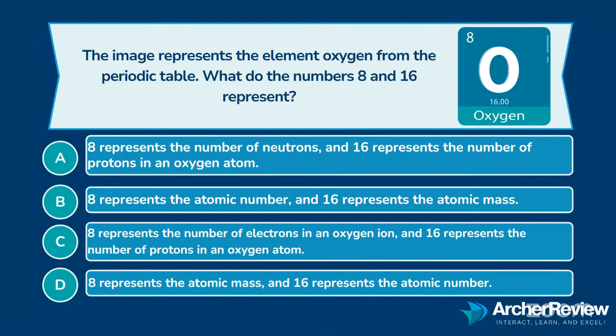The image to the right here represents the element oxygen from the periodic table. What do the numbers 8 and 16 represent? A, 8 represents the number of neutrons and 16 represents the number of protons in an oxygen atom. B, 8 represents the atomic number and 16 represents the atomic mass. C, 8 represents the number of electrons in an oxygen ion and 16 represents the number of protons in an oxygen atom. D, 8 represents the atomic mass and 16 represents the atomic number. Get those answers out there.